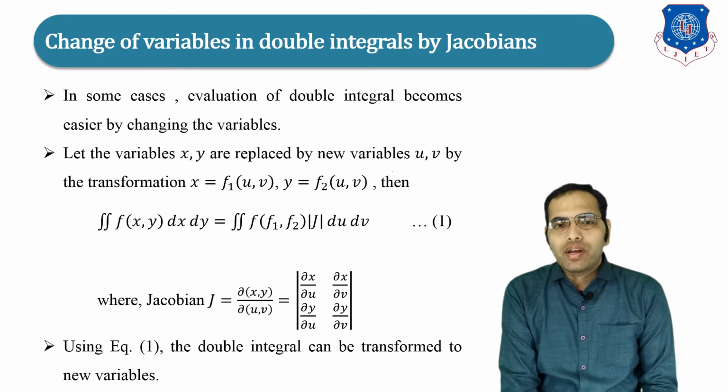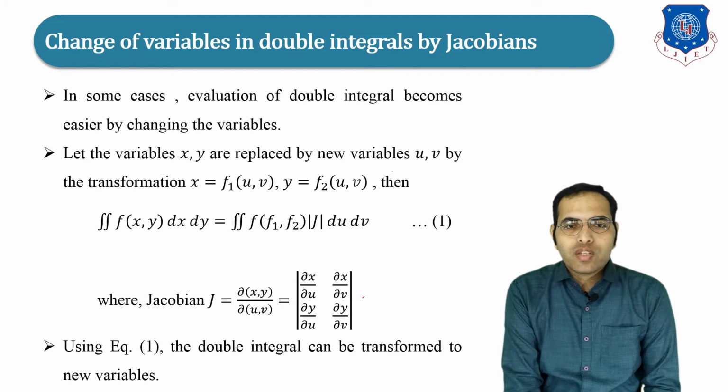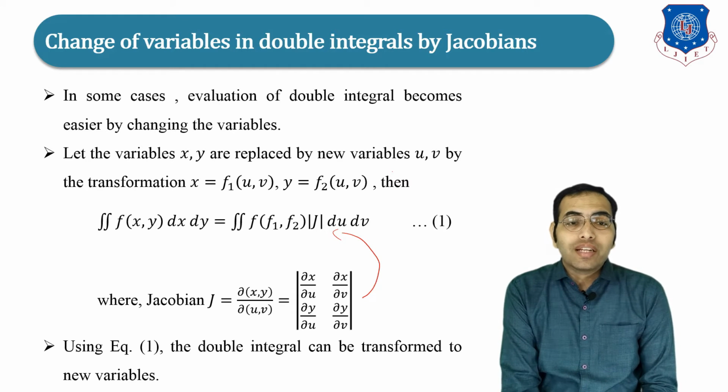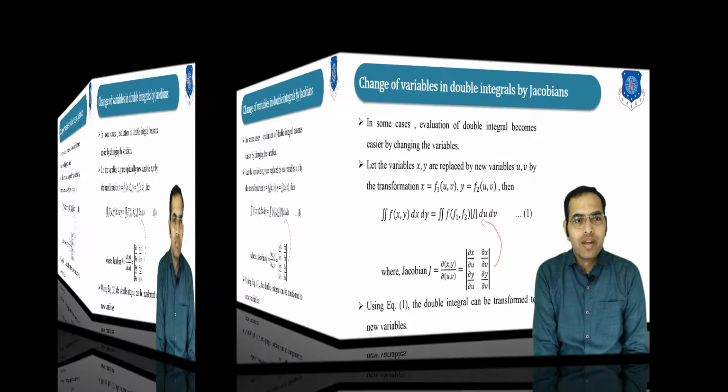Using equation number 1, the double integral can be transformed to the new variables, substituting this value of J in this equation. Equation 1 becomes the relation between the Cartesian coordinate system and u and v, meaning the xy plane to the w plane, or the z plane to the w plane.